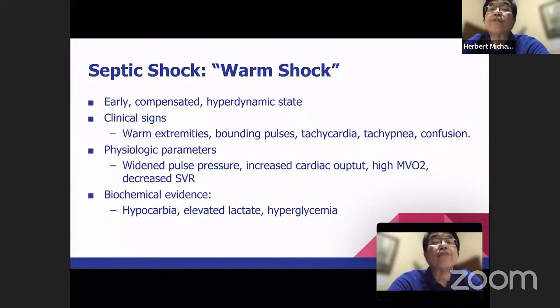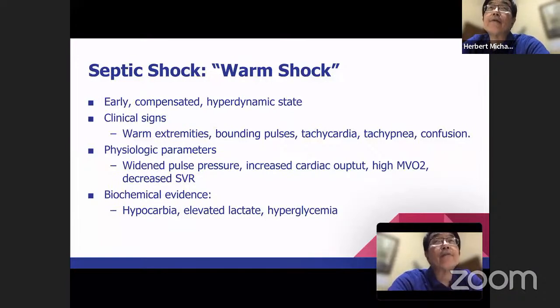Now, we commonly see patients with septic shock, and in the warm phase of shock, these patients are compensated and in a hyperdynamic state. Clinically, their extremities are still warm. The pulses are still bounding. The patient's tachypneic, but confused. By blood pressure, you would see a widened pulse pressure.